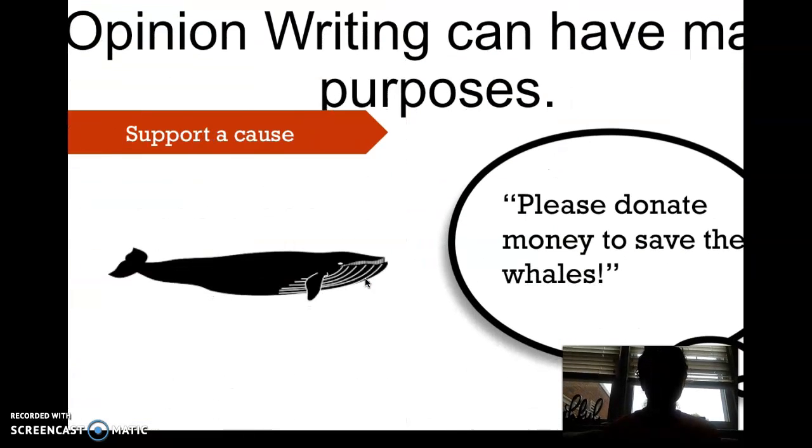So there are different types of purposes for opinion writing, and there can be many of them. So one that I want us to really focus on is supporting a cause. Please donate money to save the whales. That's an opinion because if people want money donated to support whales, it means that their opinion is that it's really important to save the whales. The reason it's an opinion is because there are so many great causes to donate to. So if someone is choosing to donate to save the whales, that's what they believe in.